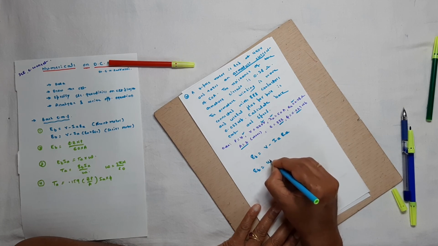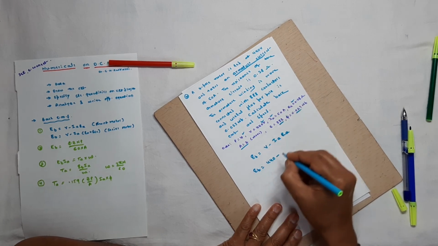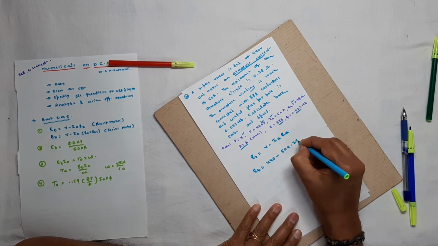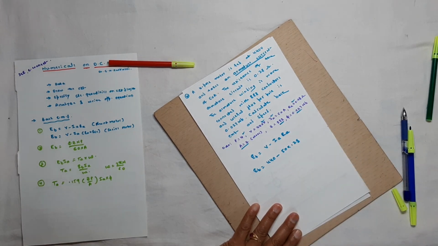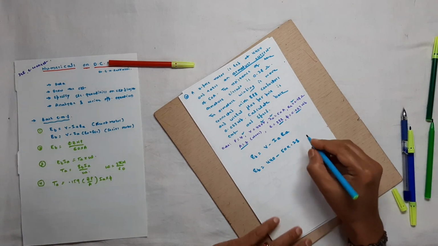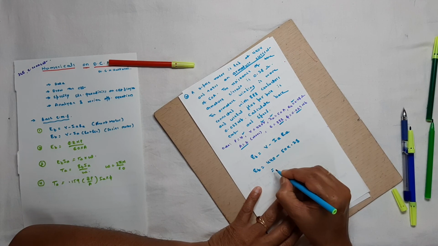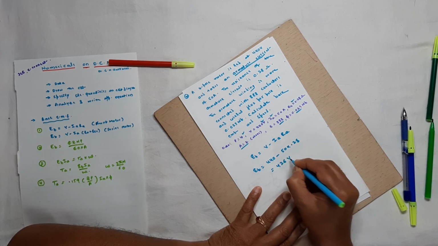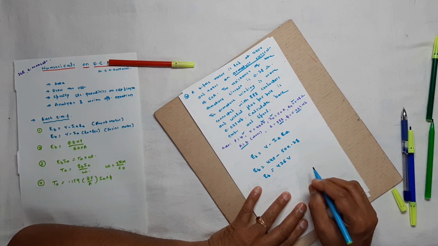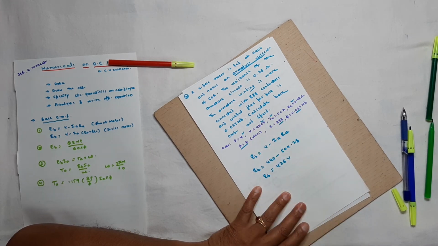EB is equal to, what is V? V is 440 volts. I is directly given. RA is also given, 0.28. If we calculate here the value of the back EMF, what we are getting is EB is equal to 426 volts. That is EB what we are getting. The next thing he asked is speed.